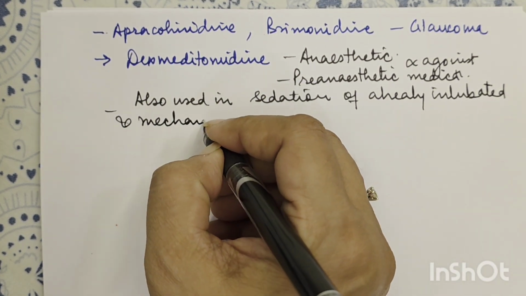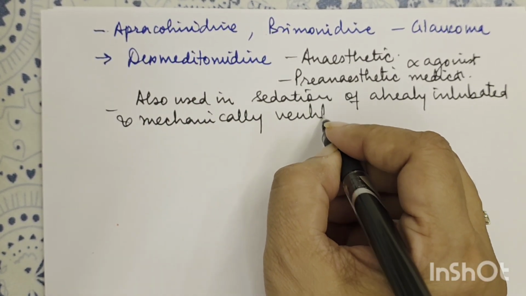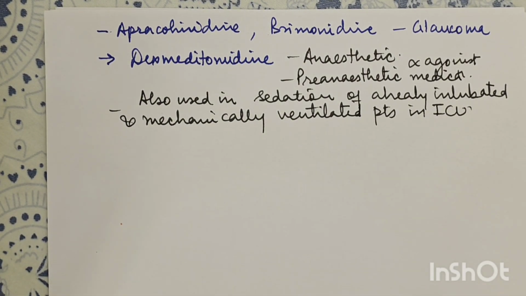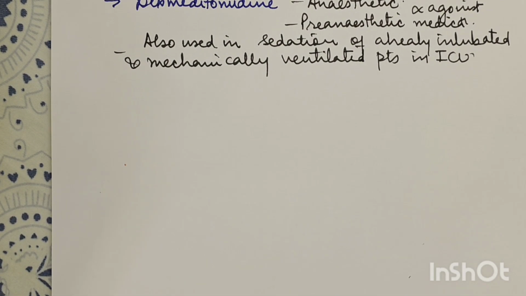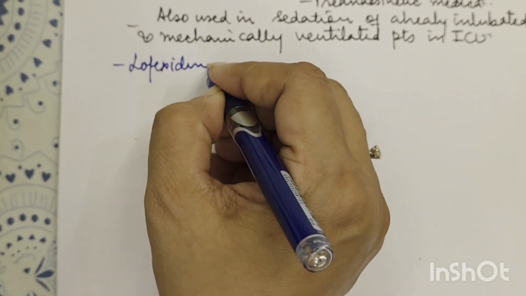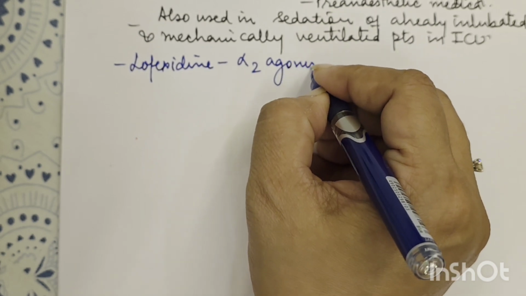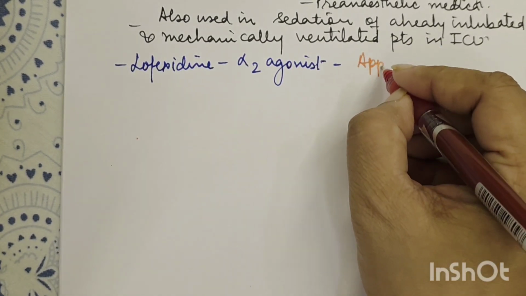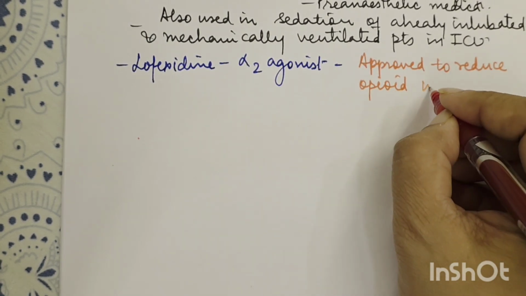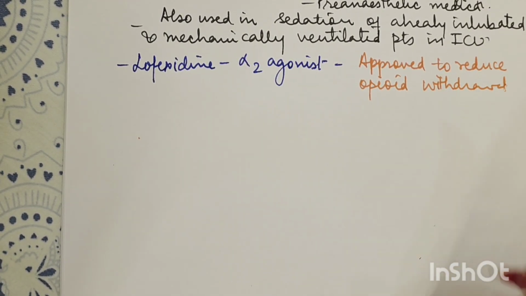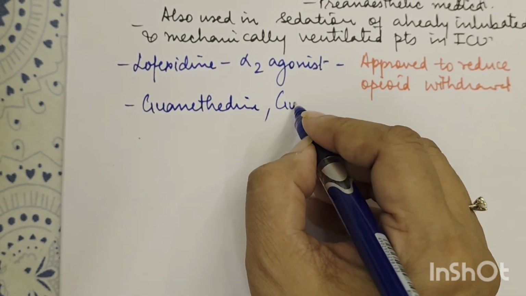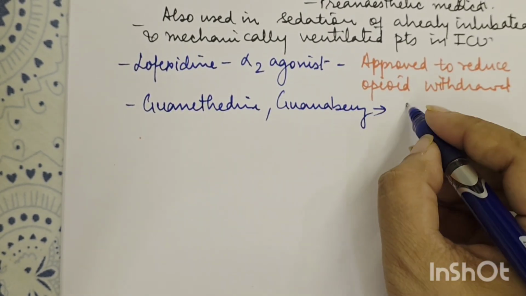Then it is also used in sedation of already intubated and mechanically ventilated patients in ICU. Remember, dexmedetomidine, it is an anesthetic, pre-anesthetic medication. Okay. The next drug is lofexidine. This is an alpha 2 agonist and it is approved to reduce opioid withdrawal symptoms. Okay. Then there are other drugs. We had seen guanethidine and guanabenz, and what did they do? They are also alpha 2 agonist.